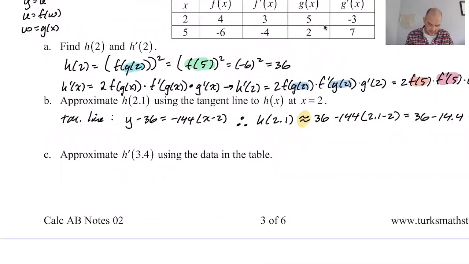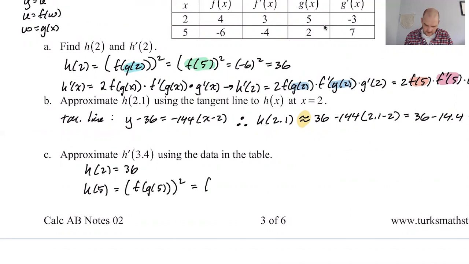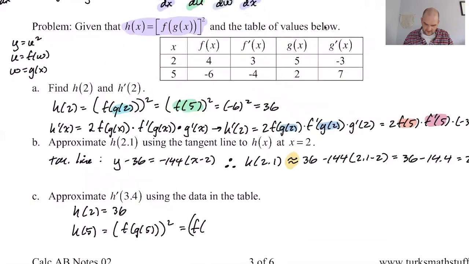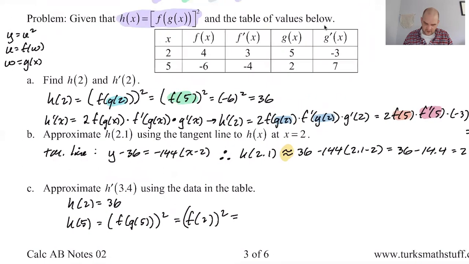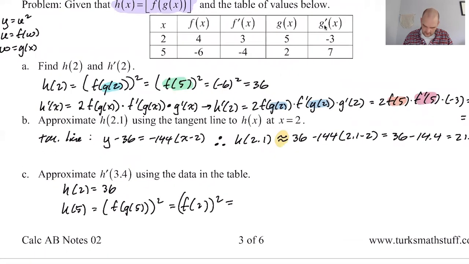So I actually need to know what h of 2 is, but h of 2 we found: 36. I need to know h of 5 also, which is going to be the quantity f of g of 5, squared. So what is g of 5? g of 5 is 2. So f of 2 squared. f of 2 is 4, squared is 16.